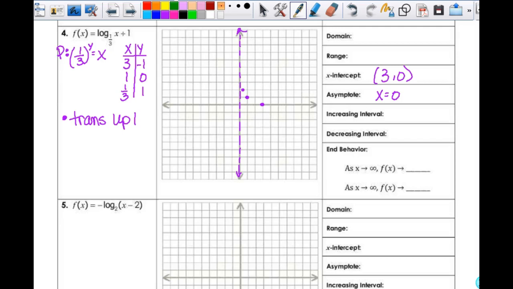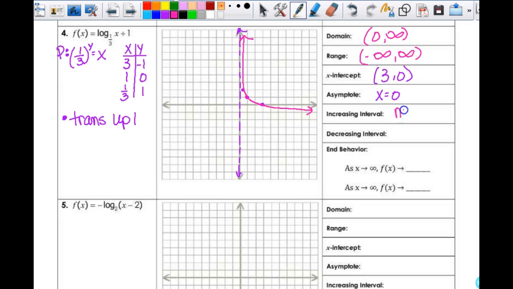I have my x-intercept plotted. I have at least 3 points on my graph. Then I can draw in my log function. Something like that. So my domain, if I have transformations, isn't guaranteed to be 0 to infinity, but it is here. The range is going to be the same every single time.